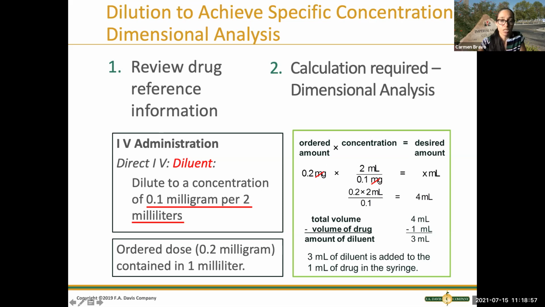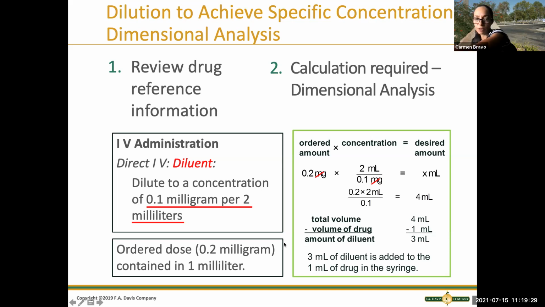This is how you would set it up. The order is here, 0.2, and the concentration is 2 milliliters for each 0.1. So that's going to be equal to 4, right? That's going to be equal to 4, and we already know that there's 1 milliliter of the medication. So this will be my diluent, 3 milliliters.